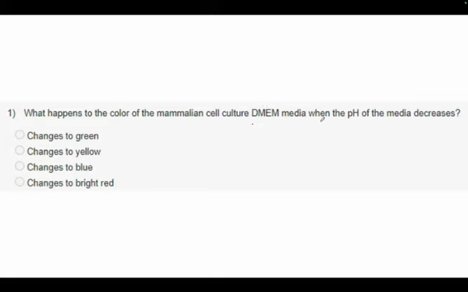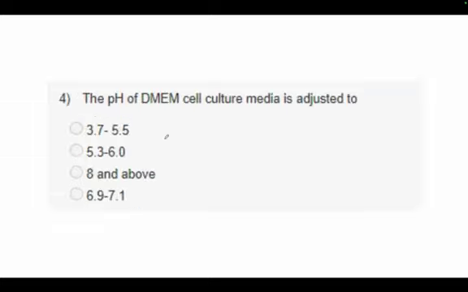So in DMEM, the pH indicator is phenol red. Like we discussed, when phenol red is present in an acidic medium, it changes to yellow. The pH of DMEM cell culture media is adjusted to blank. So again, DMEM is usually used to culture human cells, and human cells survive well at pH around 7, so it's usually adjusted to 6.9 to 7.1.